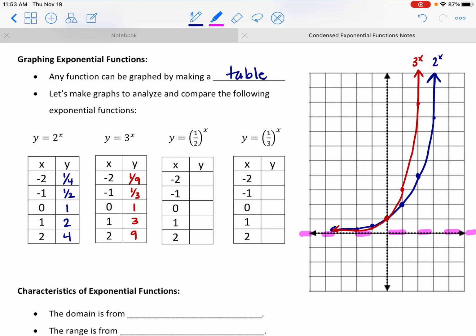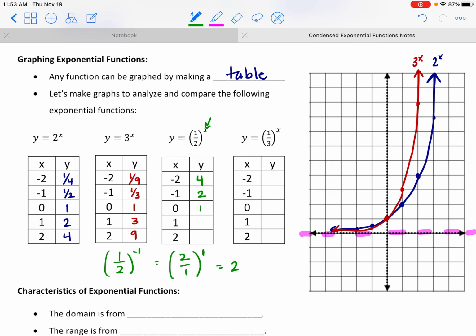Okay? Now, what if instead of 2 to the x, we graph 1/2 to the x? So let's look at the next one. If I put a negative 2 in this time, if I have 1/2 and I raise it to the negative second, well, that's going to be 2 over 1 to the positive second. So 2 over 1 is just 2, and 2 squared is going to make that 4. If I put in a negative 1 instead, then it's 2 over 1 to the positive 1, and that makes our answer 2.